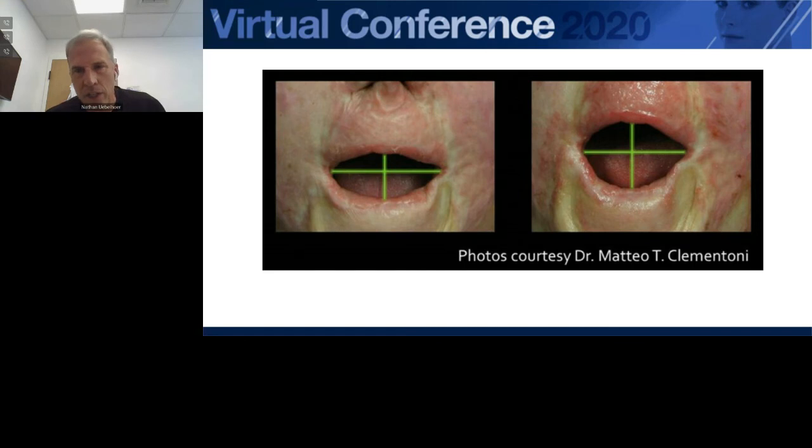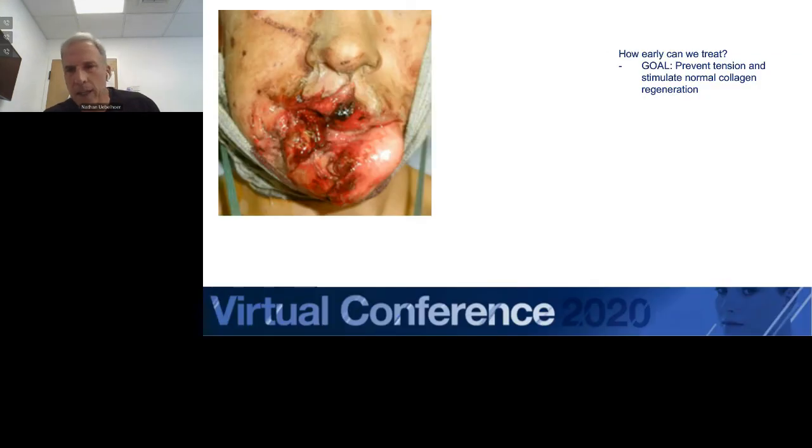But a lot of times it always takes months for scars to mature. And so the scar is going to change. During that time, being able to treat it safely and to affect the way the scar actually heals is what we should be doing. So how early can we treat? Well, in a blast injury like this, it's obviously a little bit too early. Why? The goal here is to prevent tension.